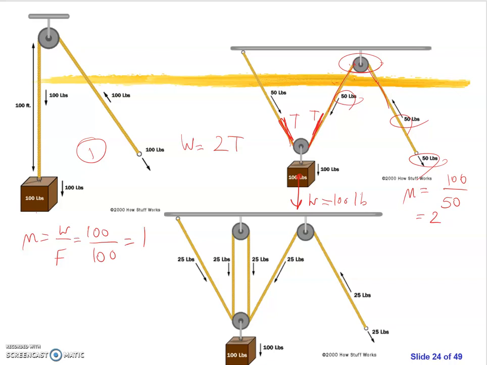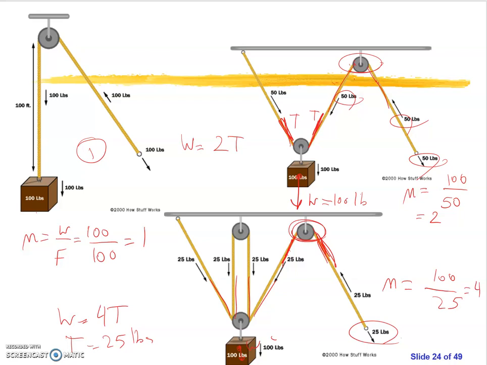Now look at the last one. So there are 1, 2, 3, 4 tensions that are acting on this weight W, which is 100 pounds. So W in this case is equal to 4T, right? And therefore, since W is 100 pounds, T is 25 pounds. And if you look at this system, this pulley here, if this is 25, then this is also 25. So there is a 25 pounds tension that you need to apply. So here the mechanical advantage is 100 divided by 25, and that's 4, right? So that's exactly how our block and tackle system works.